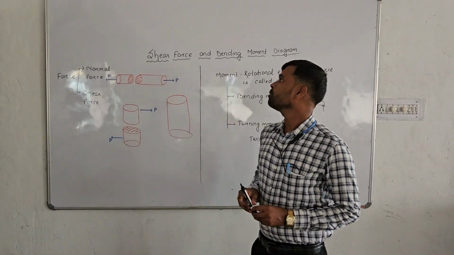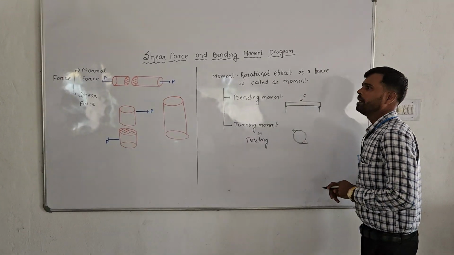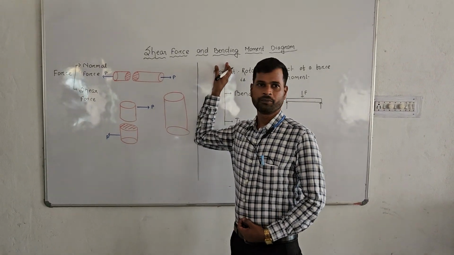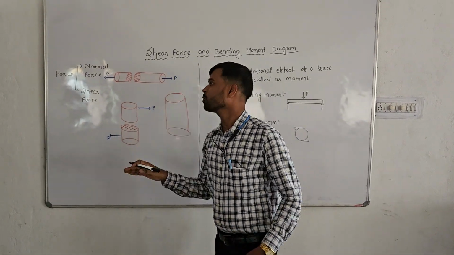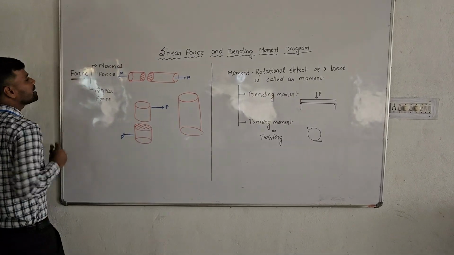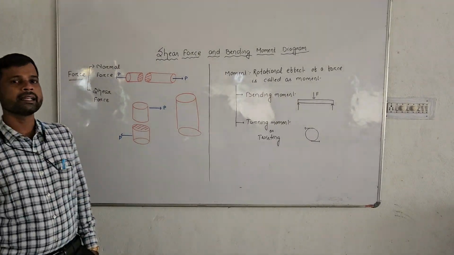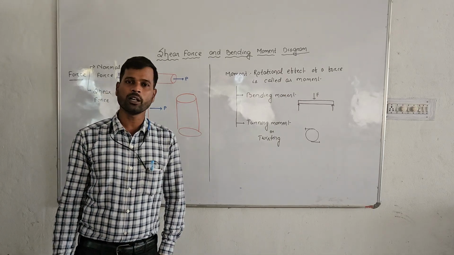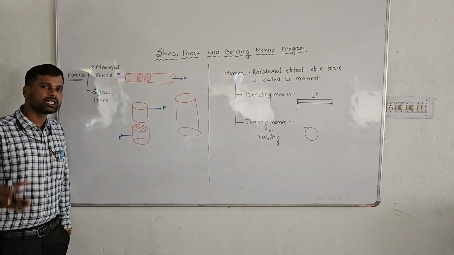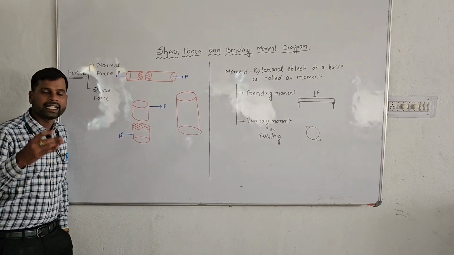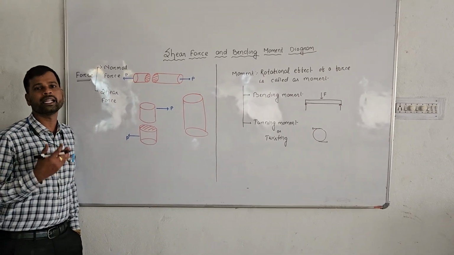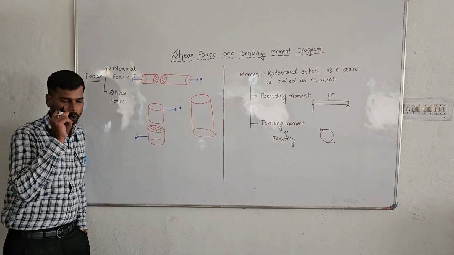So, before going to shear force and bending moment diagram, let us first know what is shear force and what is bending moment. So before knowing what is shear force, let us first know what is force. Force is an agent which can create or tends to create, destroy or tends to destroy motion in a body. That means whenever the force is applied on a body, it creates motion or destroys motion, or it has a tendency to create or destroy the motion in a body.